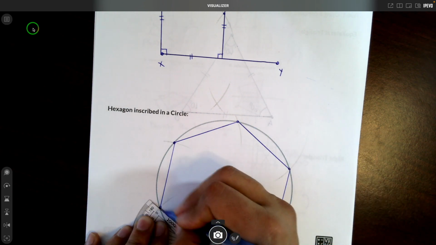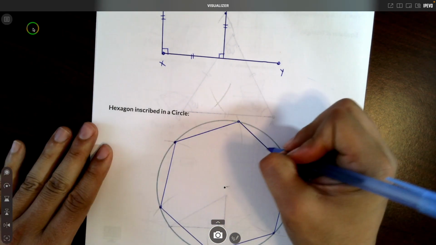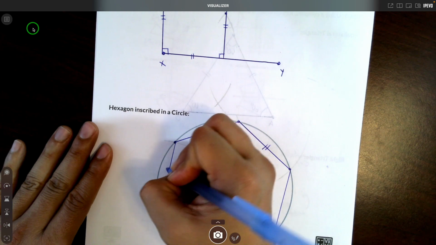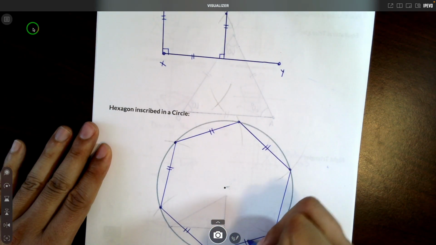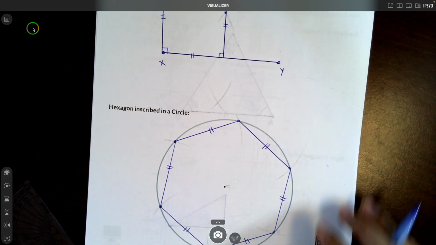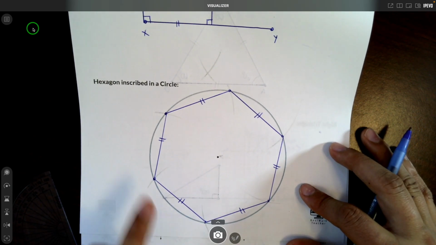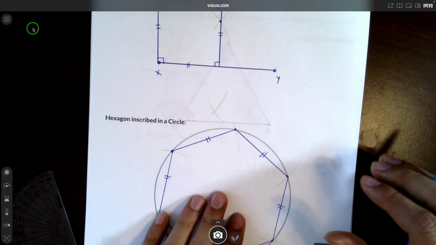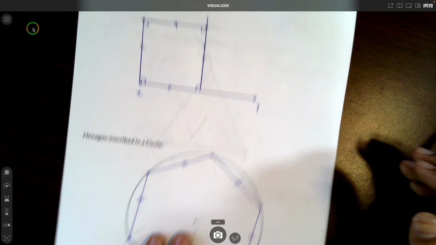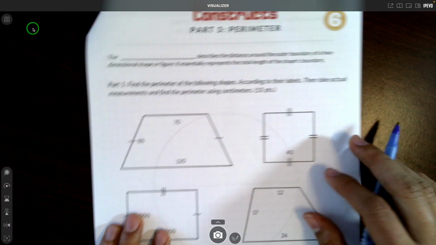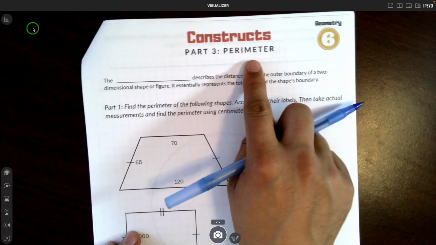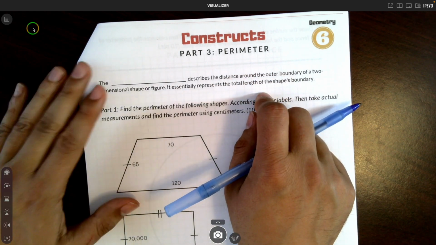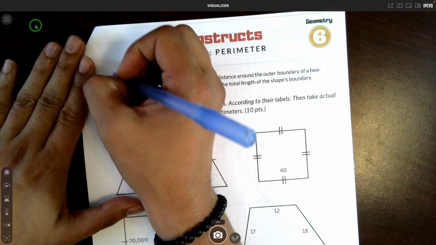So even though it's not perfect, let's show that it is. I'm going to say this is congruent to that, that's congruent to this, that's congruent to that. I'm going to say all of these are congruent. Okay, so here's our hexagon inscribed in a circle. Let's flip the page. We're now at perimeter. And that just happens to be our vocab word.